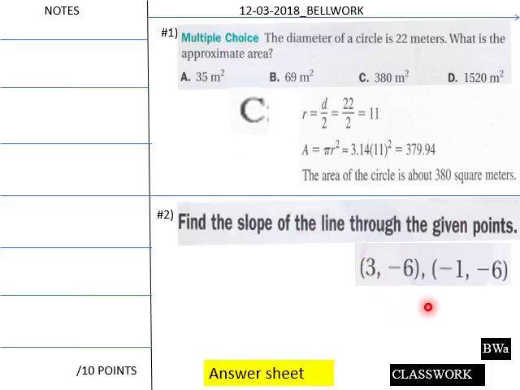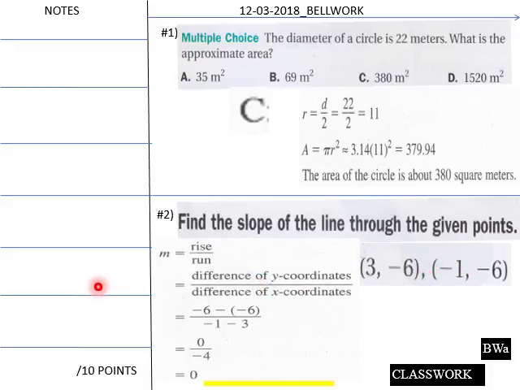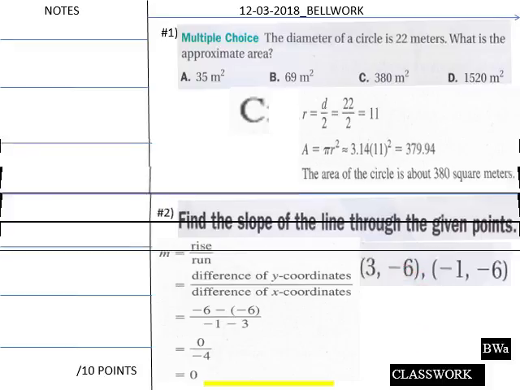Find the slope of this line here through these 2 points, rise over run. We use our slope formula and we come up with 0, so it's a flat line. Both these have the same y coordinates, so it's flat.